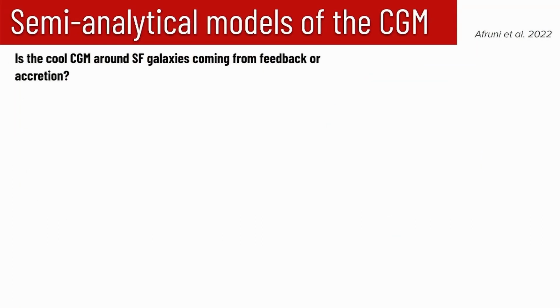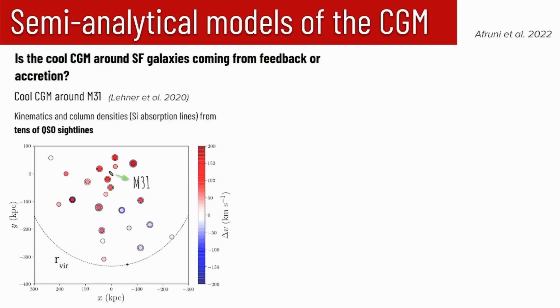And then in this other paper, which is the third of this series, we actually try to understand how much of the circumgalactic medium, the cool CGM, is formed by accretion or feedback around star-forming galaxies. And for this, we use a very special case, the Andromeda galaxy, for which the cool circumgalactic medium has been observed extensively in the last year in this survey.